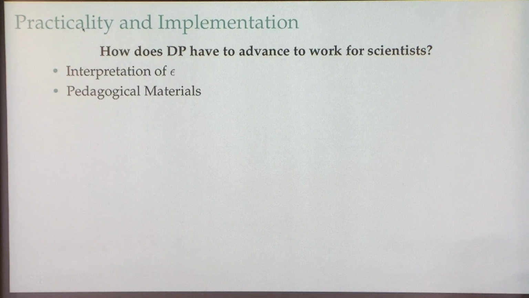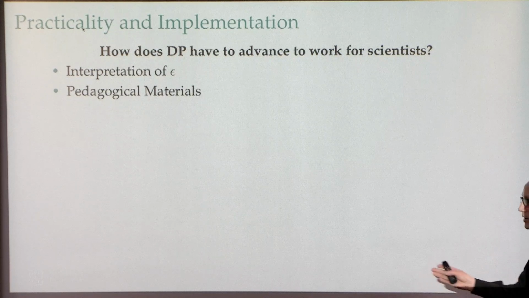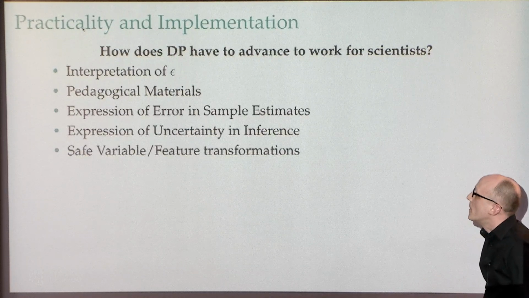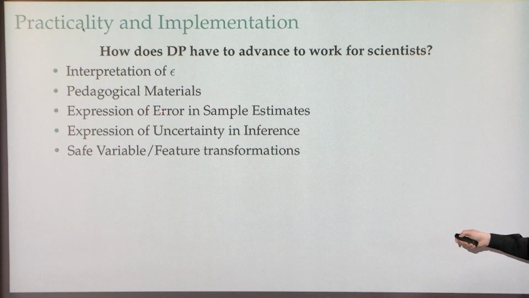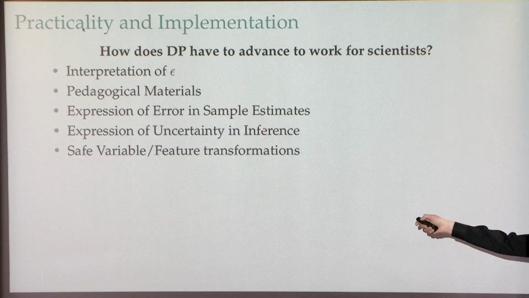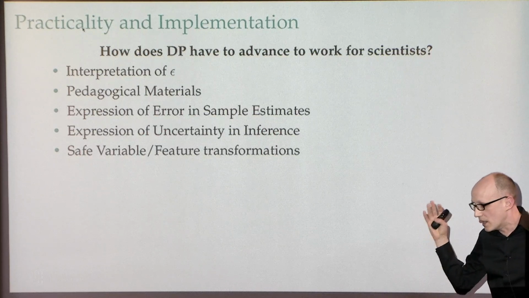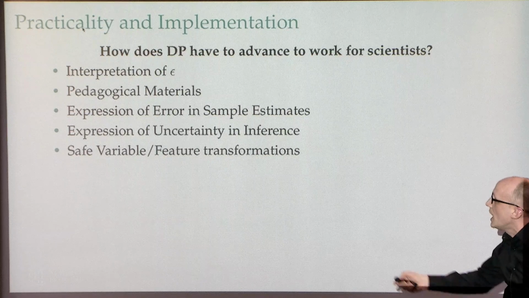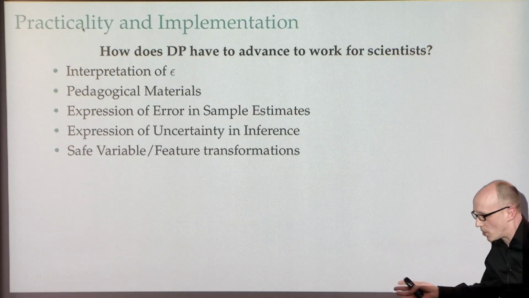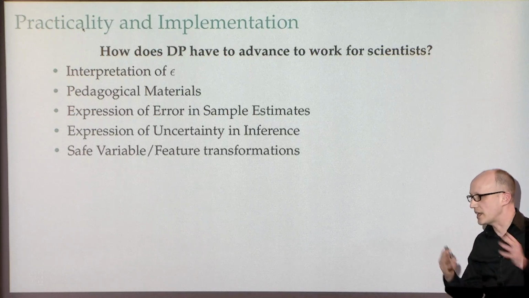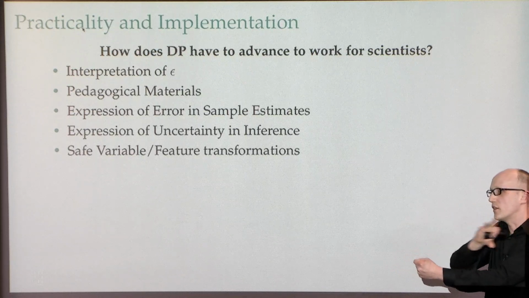How do we explain DP not in a technical way, but in a pedagogical way to an applied researcher? How do we express what these errors are when we're talking about a release compared to the sample statistics? How do we incorporate that into a measure of uncertainty if we're doing an inferential task, like a confidence interval back to a population? How do we do variable transformations? How do we allow that? That's a standard part of statistical modeling: I've got a data set, I need to make a new variable that's a function of other variables.